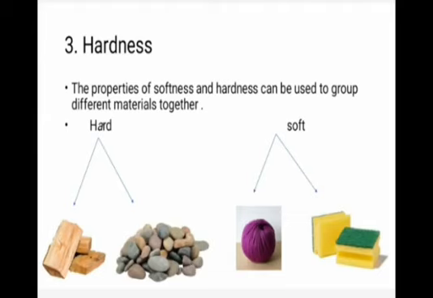Okay, now tell me, can you compress a stone using only your hands? No. How about a piece of sponge? Yes, we can easily compress it. So, some materials such as iron, wood and stone are very hard, whereas materials like cotton, sponge and wax are soft. So the properties of softness and hardness can be used to group different materials together.